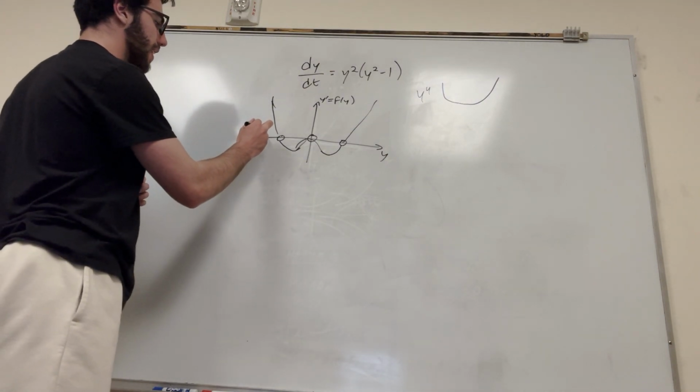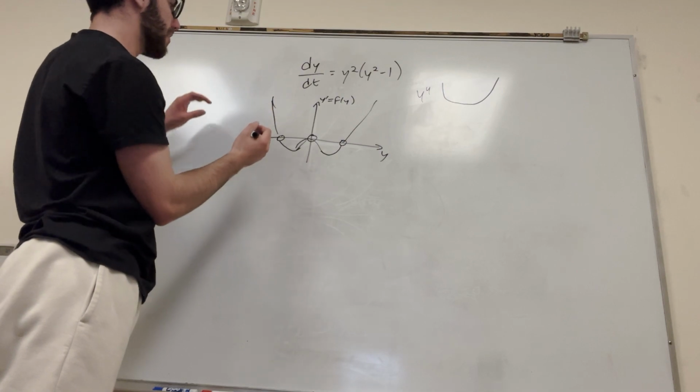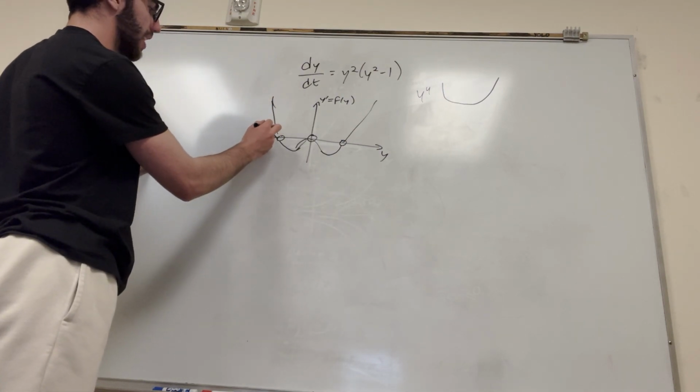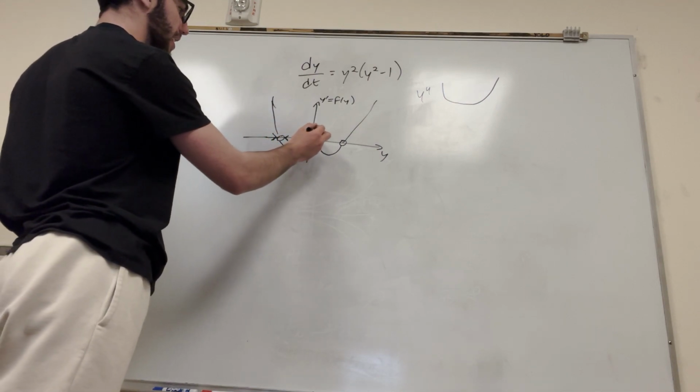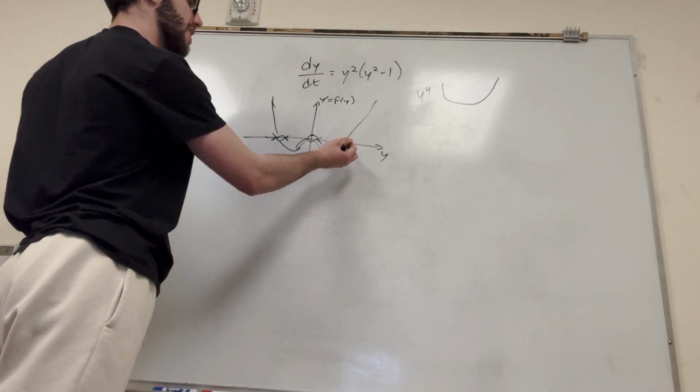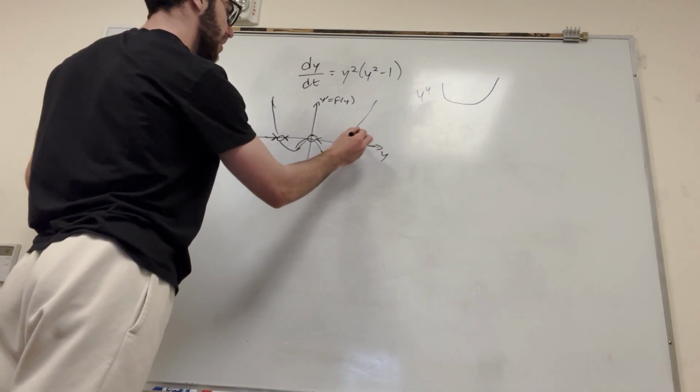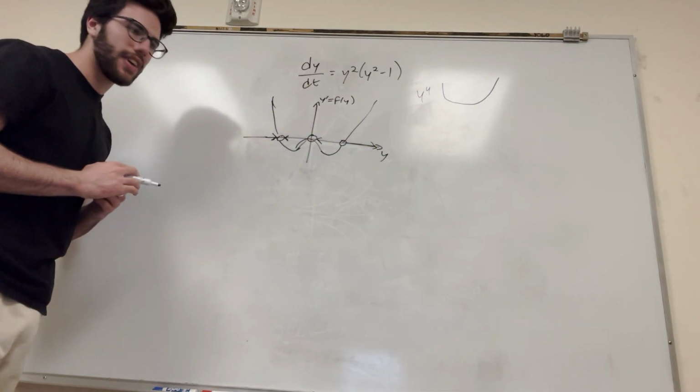Okay, so then we need to draw our phase line. Here it's above the graph, so the arrow is going to point to the right. And then here it's below the graph, so the arrow is going to point to the left. And then here again, it's below the graph, so it's going to go to the left. And then here it's above the graph, so it's going to go to the right. So let's classify these points.